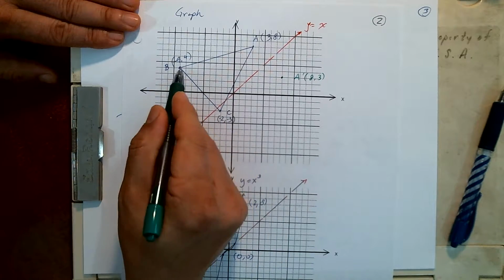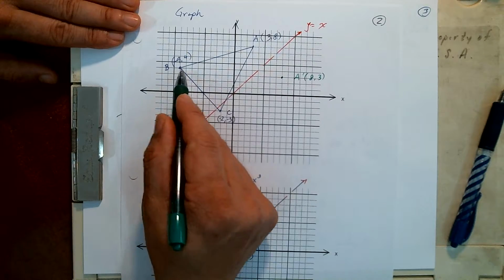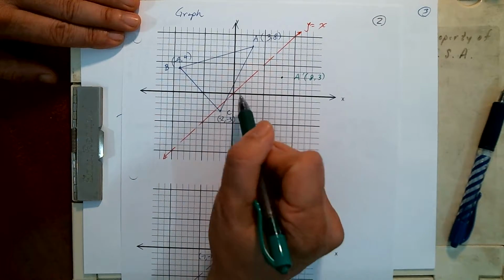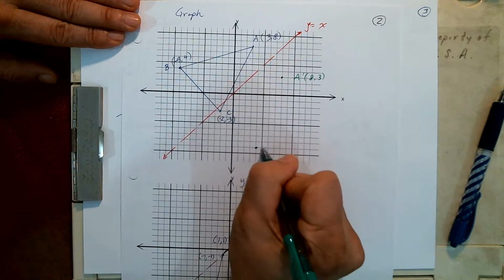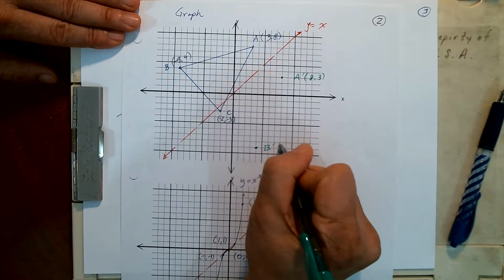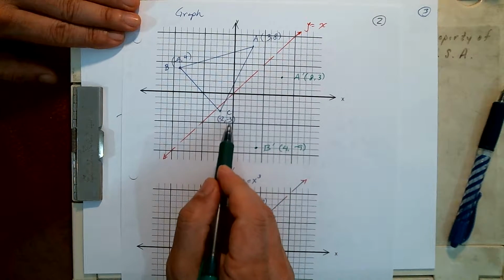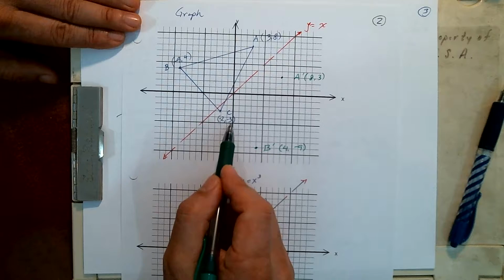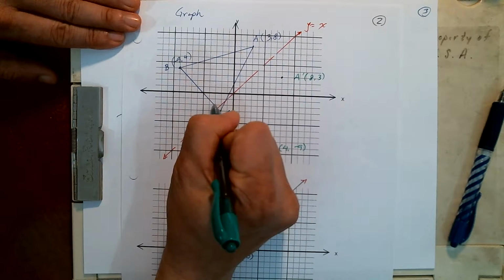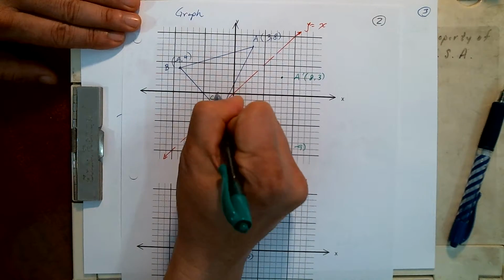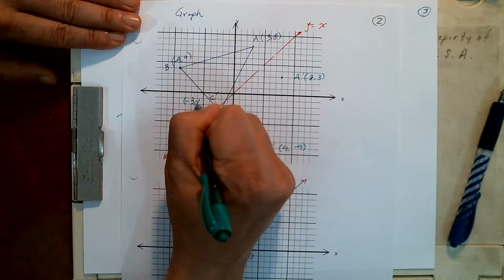Let's do B prime first. It's negative 9 comma 4, negative 9 up 4. So it's going to be 4 comma negative 9. And that's B prime, which is 4 comma negative 9. And let's look at C prime. Negative 2, negative 3 is the coordinate, so it's going to be negative 3, negative 2. It's going to be right there. I'm going to call that C prime, which is negative 3 comma negative 2.